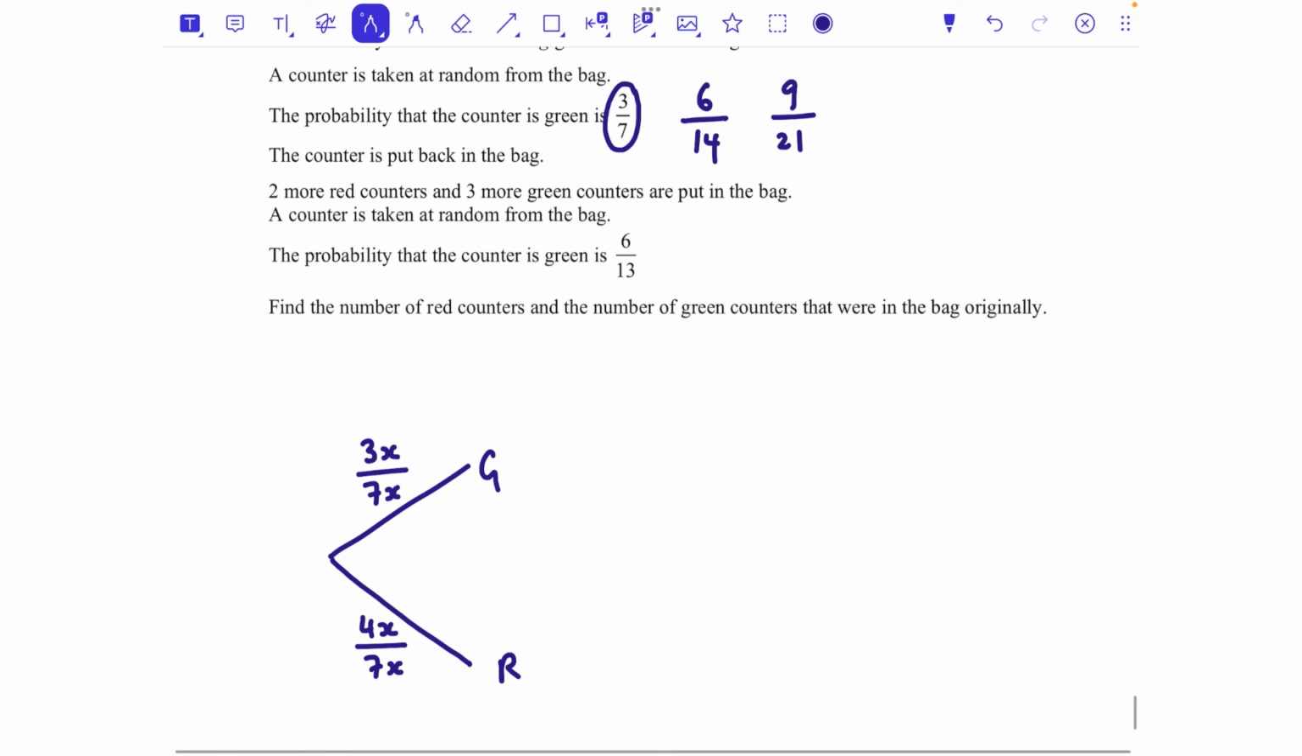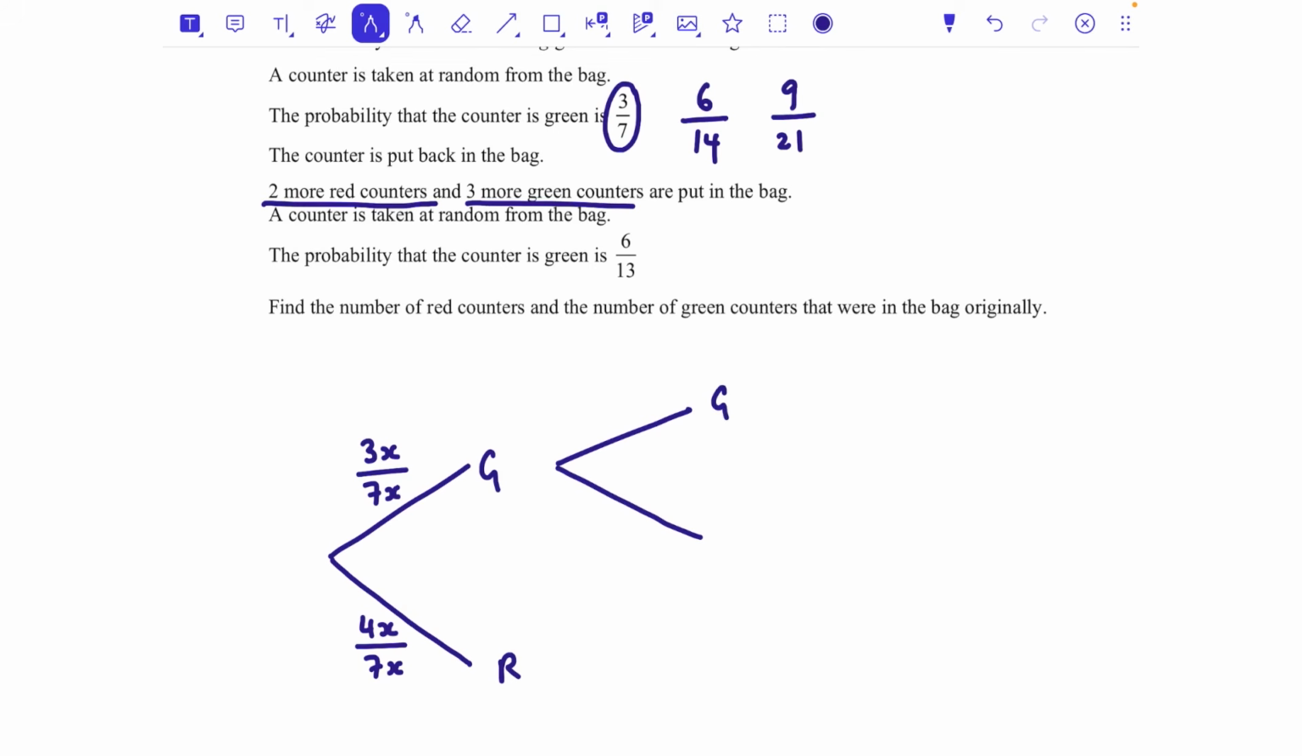Now, we're taking a counter and we're putting it back in. But then 2 more red and 3 more green are put in the bag. So on our next pick, we've actually got green and red again. But we know that we've got 5 more counters overall. So 7x add 5 is now the total number of counters. 3 more green, so that would be 3x add 3 to the number of green. And 2 more red. So red is going to be 4x add 2 over 7x add 5.